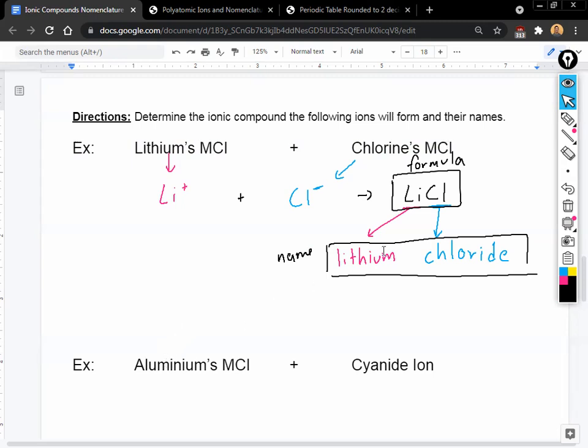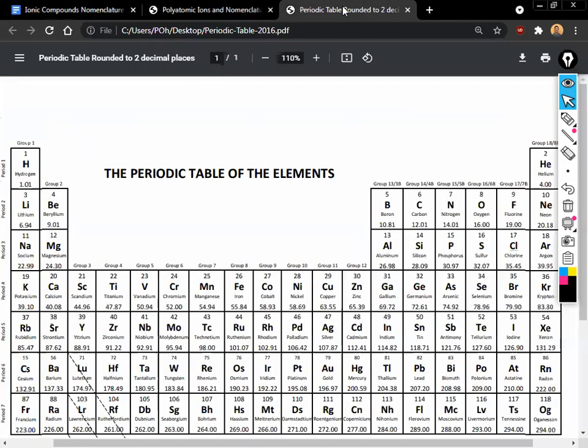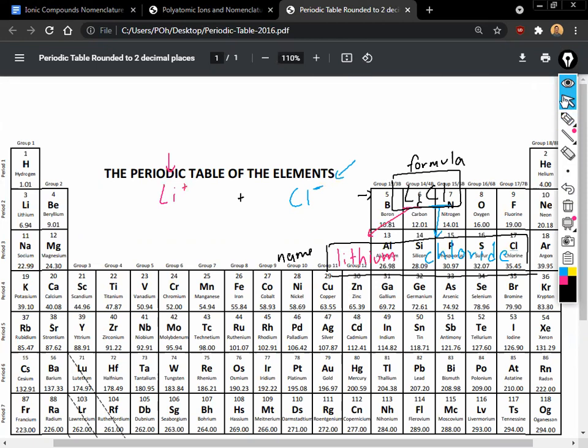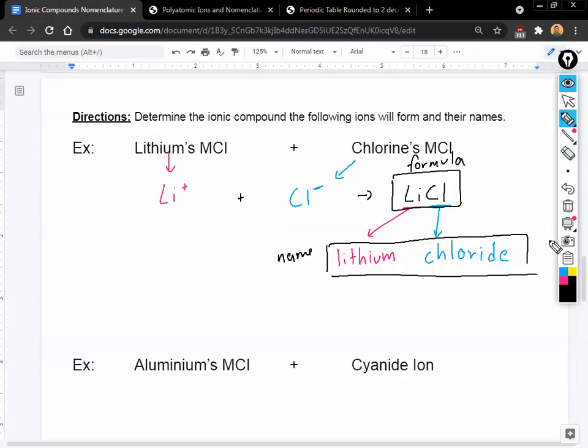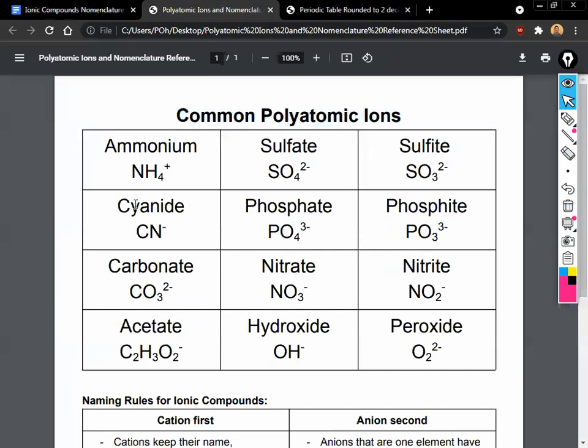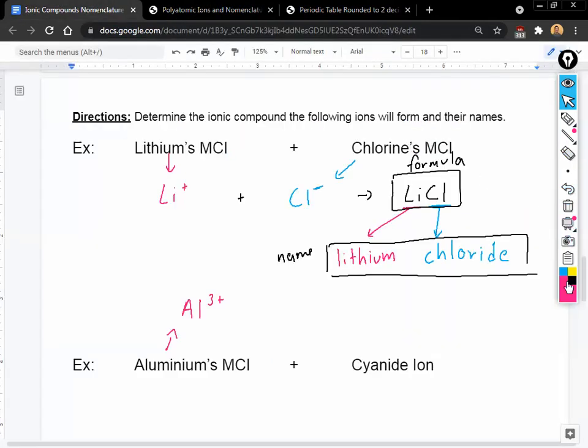So if we look at aluminum on the periodic table, what is aluminum's MCI? We already did this for the warm-up, but yeah, aluminum is +3. Okay, so we're going to go back to our notes and write that aluminum is +3. Okay, now we need to do cyanide. So cyanide is a polyatomic ion. So if we look at cyanide on the chart, what is the charge on cyanide? -1, yeah. Make sure you are careful with the positives and negatives. So cyanide is -1.